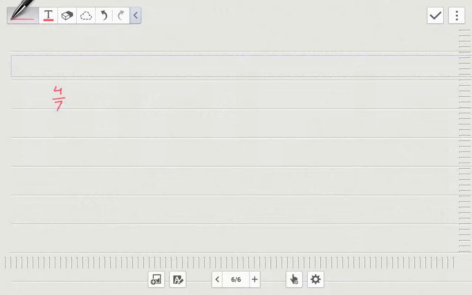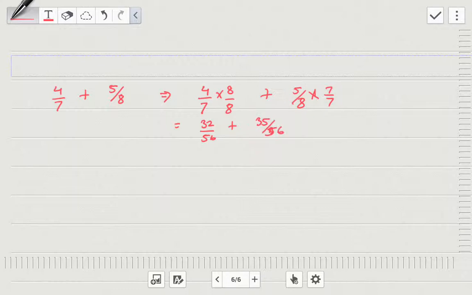Okay, so we learned three things: how to add two fractions. If you want to add 4 by 7 and 5 by 8, or any two fractions for that matter, you have to convert them into same denominator. We did that by strategically choosing the other fraction's denominator. 5 by 8 plus multiplied by 7 by 7, that is same as saying 32 divided by 56 plus 35 divided by 56, and then we just added the tops, 67 divided by 56.